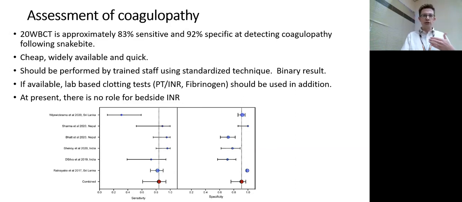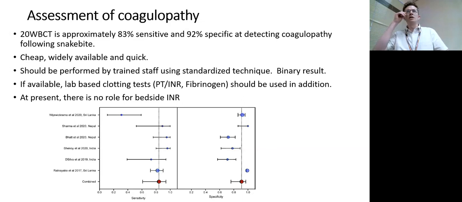The 20-minute whole blood clotting test is done at the bedside. It gives you a rapid answer. But for those patients where, for example, the 20% of patients that it's going to miss, that will hopefully then be detected on the lab. So you're using them together to try to bridge across some of the areas where the 20-minute whole blood clotting test sort of lets us down a little bit.